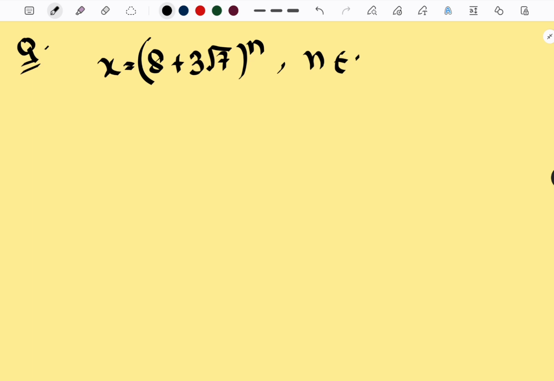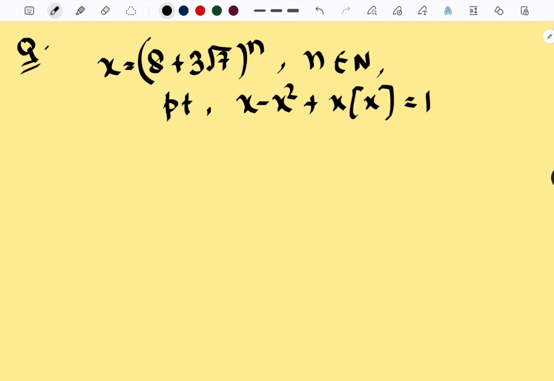Now again, next question. The question says x is equal to (8 plus 3 root 7) to the power n, n belongs to natural numbers. Prove that x minus x square plus x [x] is equal to 1. In an MCQ they can ask what is the value of x minus x square plus x [x], but here we have to prove it. Obviously it's the same way, and this stands as GIF, the greatest integer function.